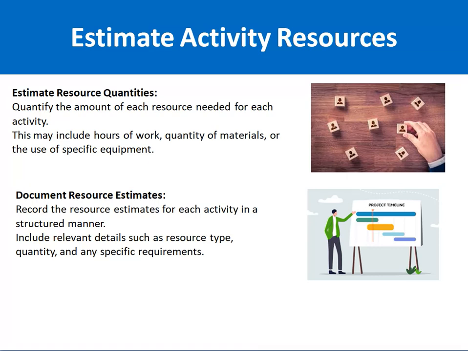Then you have to identify the resource quantity as well. Resource quantity means how many resources are required. For example, you need 2 resources for software development, one resource for DevOps, one resource for QA, and for example one resource for business analysis, etc. So based on that, you have to identify the quantity as well. This may include the hours of work, quantity of materials, and the use of specific equipment as well.